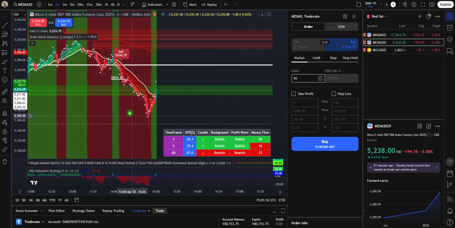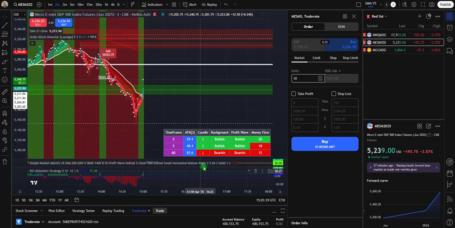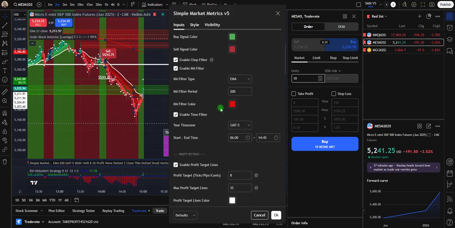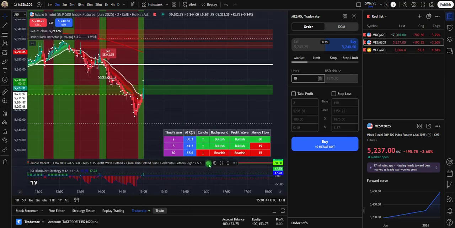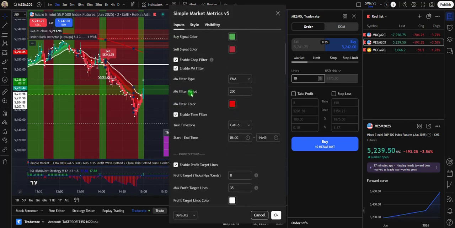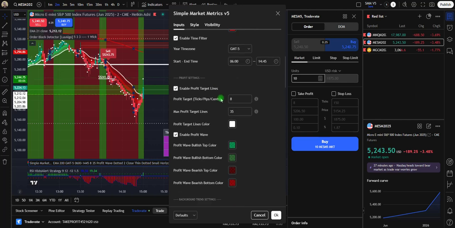So yeah, I leave the chop filter on. I leave the trend filter on. 200 is what I use for my EMA, which is this red line up here. I'm a trend trader, so I'm very big on the 200 EMA. I don't buy into it. I don't sell above it.